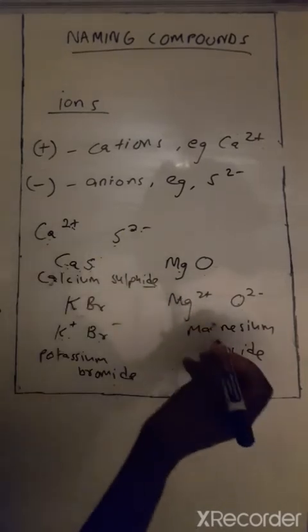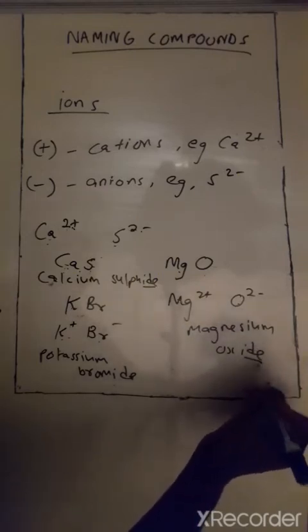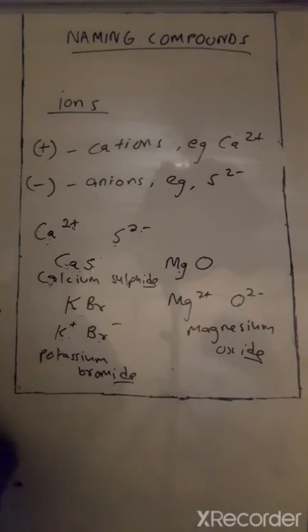Now let's look at magnesium oxide, IDE, potassium bromide, IDE. So as long as you have two elements that are chemically bonded together, you are going to have the name ending in IDE. Obviously these are different. Remember, we are talking about compounds. These are different atoms chemically bonded together.